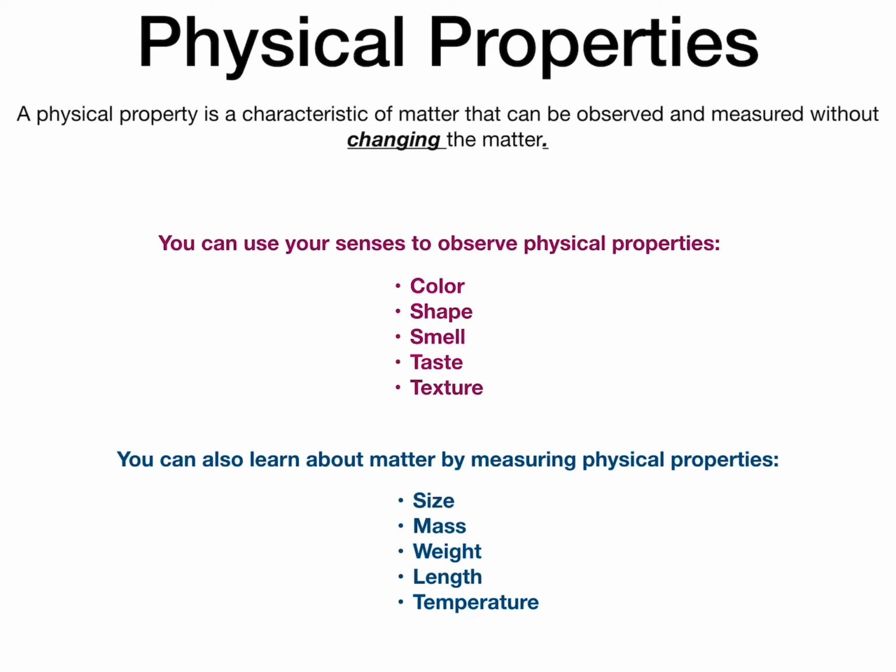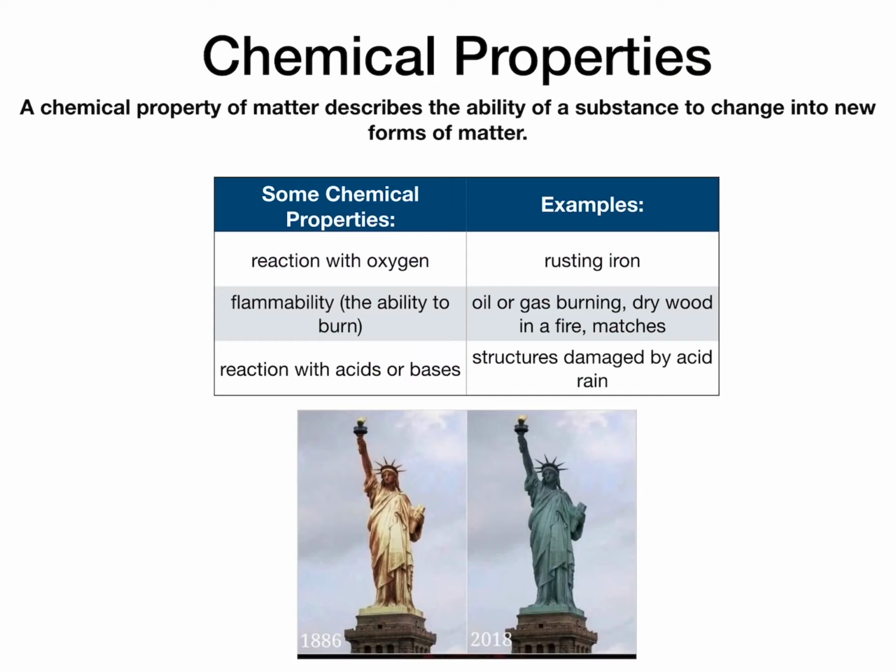You can also learn about matter by measuring physical properties, such as the size of it, the mass of it, and the mass is how much matter is in the object, the weight of it, the length of it, and the temperature of it. So these are physical properties. Again, these are things that you can observe without changing the actual thing itself.